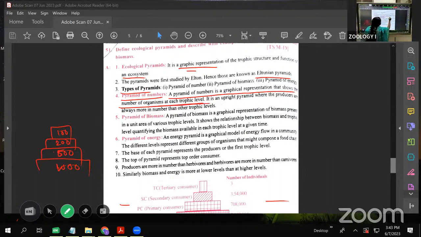It is an upright pyramid only. The producers are always more in number than the others. The producers at the bottom are comparatively more, and the upper ones are fewer. The producers are more than the other levels. This one is about the pyramid of number, and the next one is the pyramid of biomass.